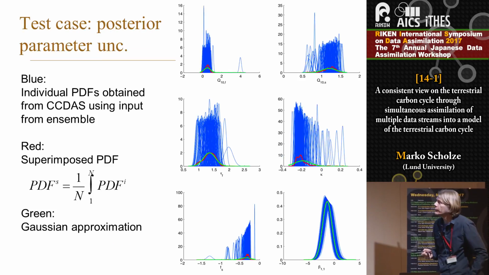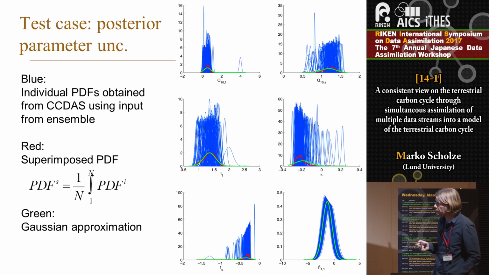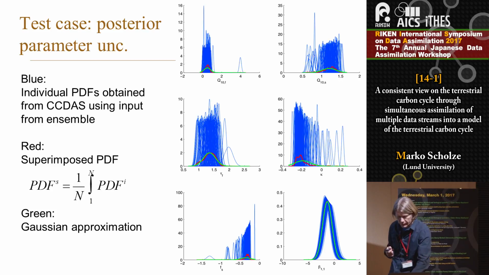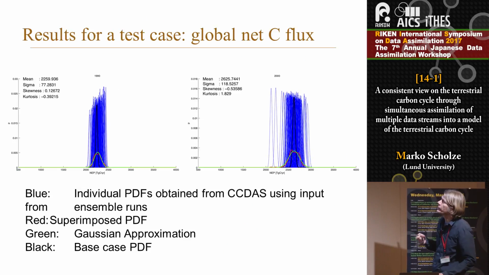And if we now superimpose all the PDFs for the parameters, so these are the blue lines, the individual PDFs from the assimilation and the ensemble. And the red line is the superimposed, and the green line is the Gaussian approximation. We actually see that we can approximate the PDFs quite nicely with the Gaussian. And then from there, we can even go to use the linearization of the model and propagate the Gaussian error, propagate the posterior errors, and again fit a Gaussian to the superimposed results.